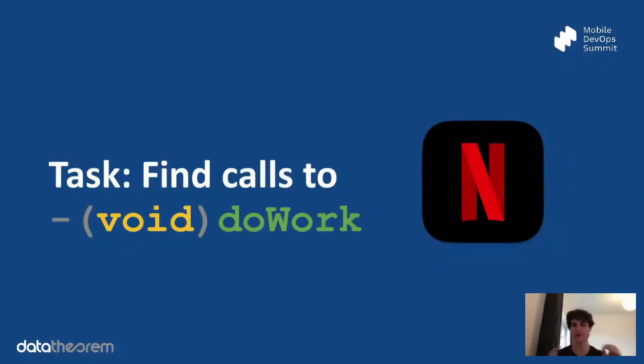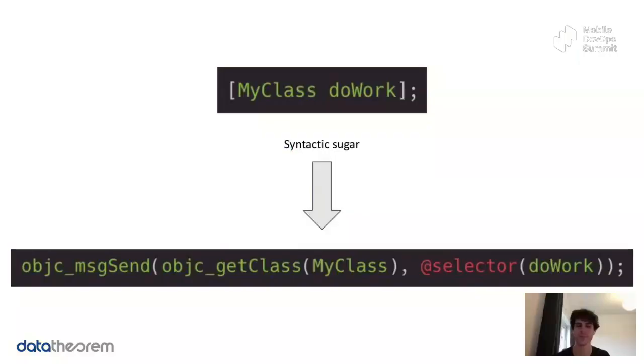Okay, so going back to the task at hand, say we're looking at the Netflix application, and we want to find calls to some method called doWork. Maybe we've decided doWork is really unsafe and no one should ever use it. Maybe we're just curious how often it's called for performance or optimization reasons. Doesn't matter for now. We just want to find all the places in the compiled application where doWork is called.